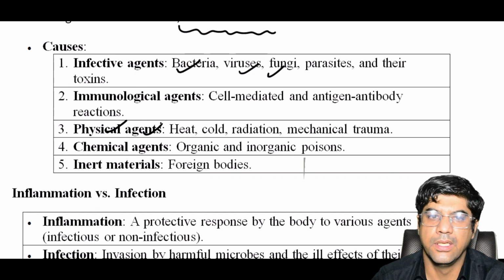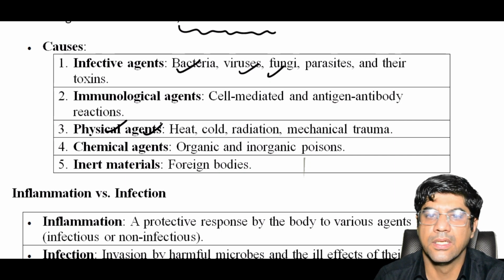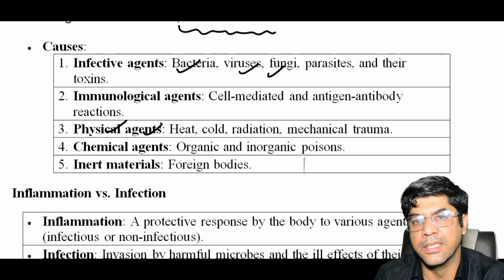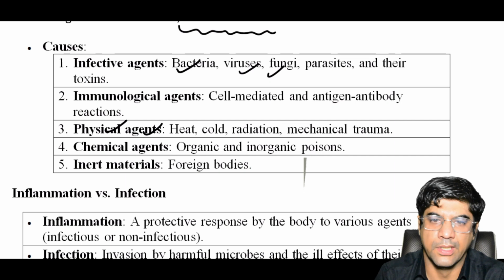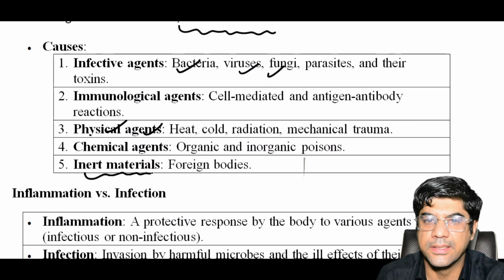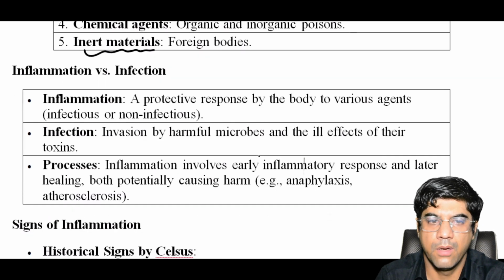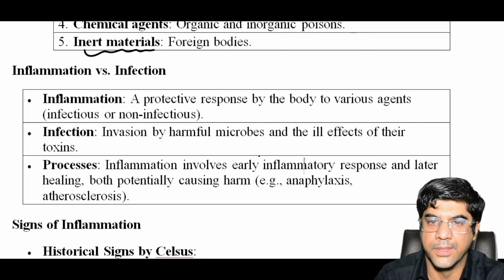They can cause inflammation. The third are the physical agents. These are things like heat, cold, radiation, and mechanical trauma. So an example is when you get a burn, inflammation would occur. The fourth are the chemical agents that include both organic as well as inorganic poisons. Apart from that, inert material like foreign bodies can also cause inflammation.